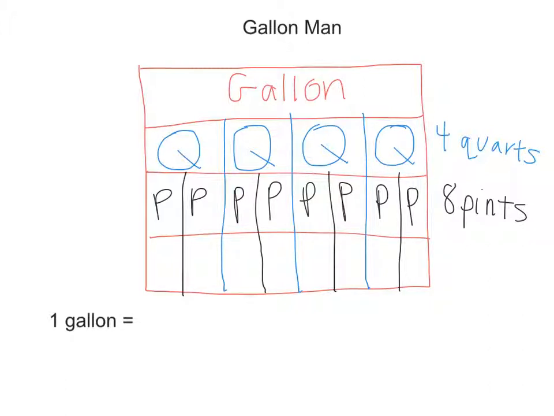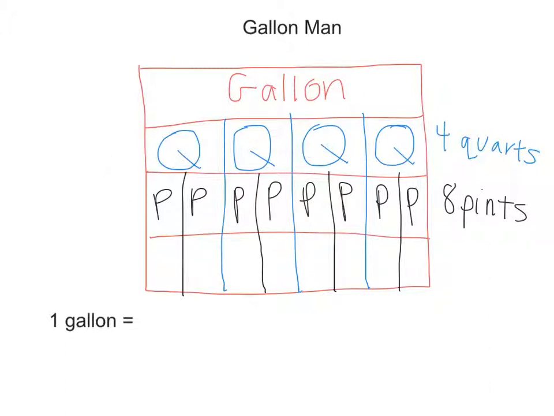And I can also look at the relationship from quarts to pints. There are 2 pints in a quart, and if I have 4 quarts, 2 pints times 4 quarts would be 8 pints. So that's why there are 8 pints in a gallon.